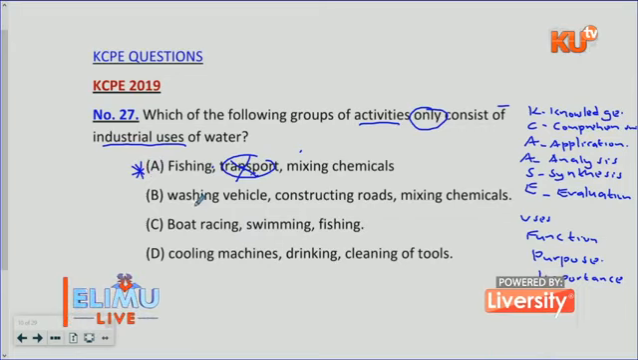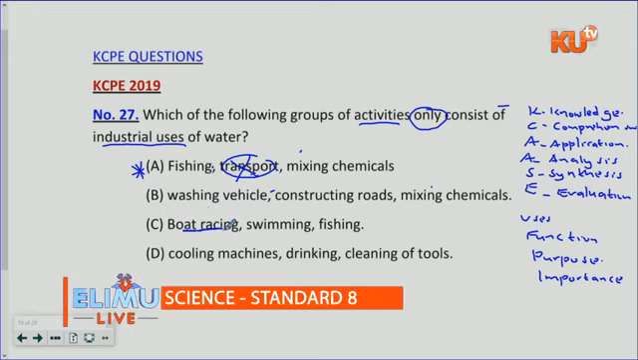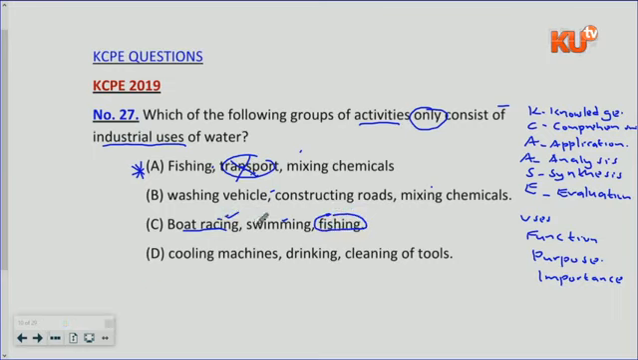I go to choice B: washing vehicle, I don't know where it is grouped. Constructing roads, I don't know where it is. Mixing chemicals, I know it is in the farm and industry. Because I'm left in a quagmire, I leave it there. I go to choice C. Boat racing, we looked at it. It is a use of water in recreation, for enjoyment. Swimming is for enjoyment. Fishing, for enjoyment. We don't know where the others are, so we leave it. But because of boat racing and swimming, it is eliminated, because you are looking for industrial uses of water. So because of these two, we eliminate choice C. This one cannot be the answer.